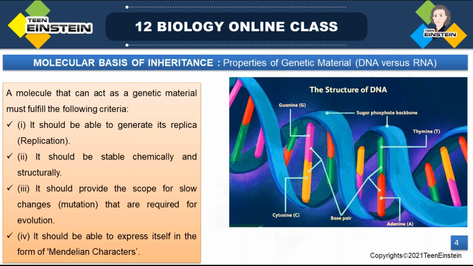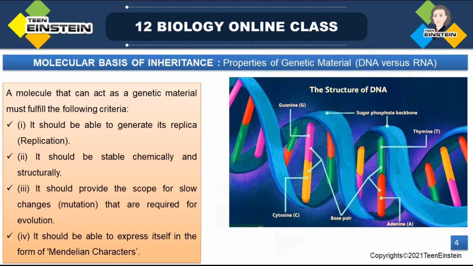But some other molecules in living organisms, like protein and fatty acids, are not fulfilling this replication or duplication. So DNA is suitable, since it fulfills the first rule: it should be able to generate its replica, that is, replication.